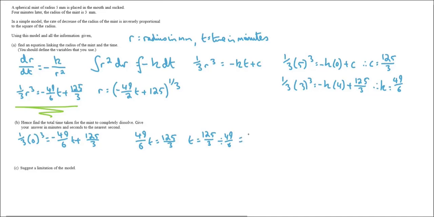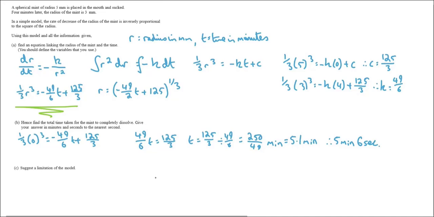Which would get you, remember this is in minutes because that's what we framed t as before, 250 over 49 minutes. Or, if you prefer, 5.1 minutes. Now, just to make this into minutes and seconds, this 0.1 here is not representing 10 seconds or 1 second, because the minute isn't out of 100 like the decimals are, it's out of 60. So 0.1 of 60 is going to be 6. Therefore, it's 5 minutes and 6 seconds for the time.